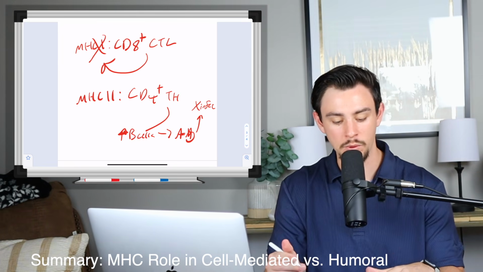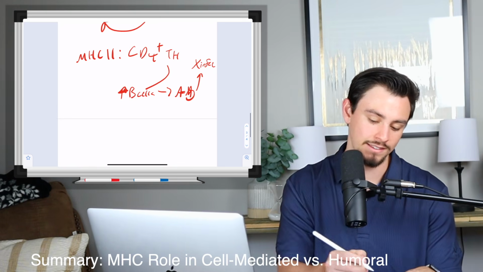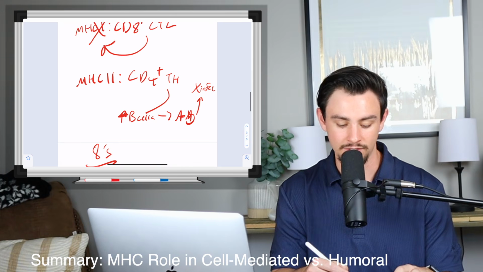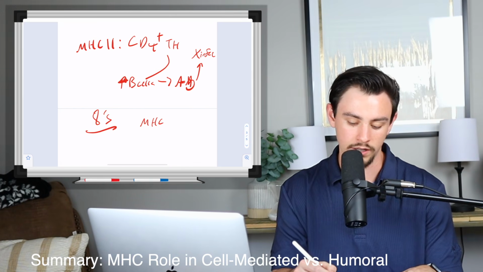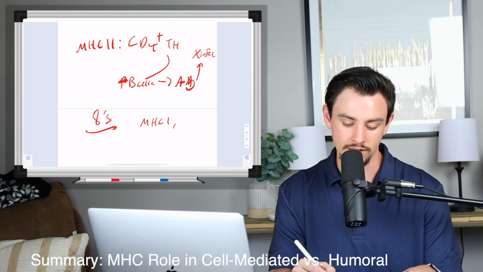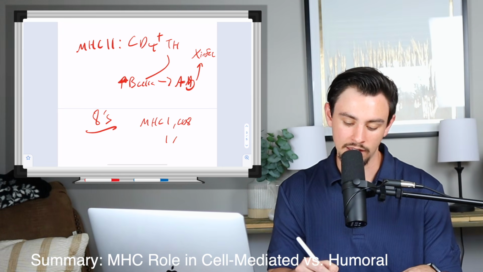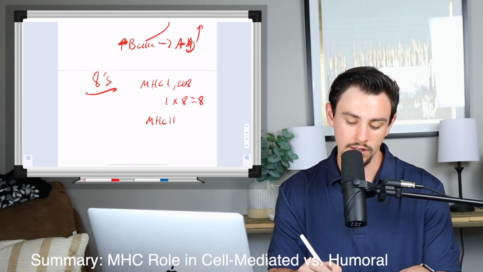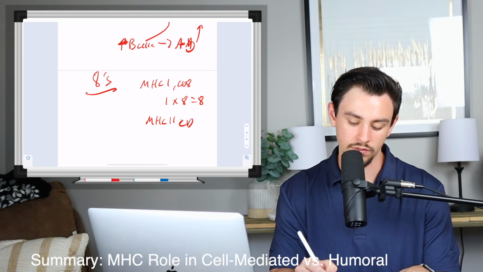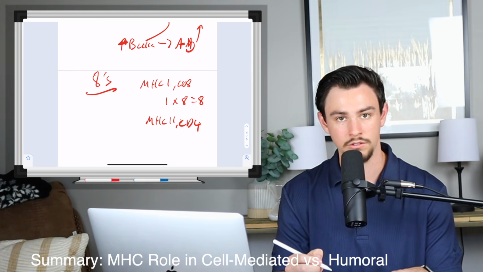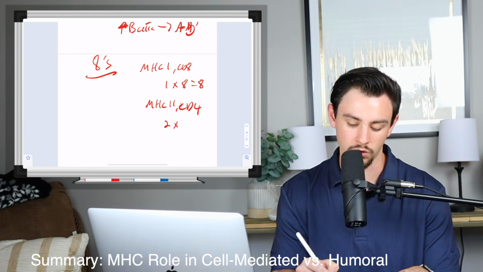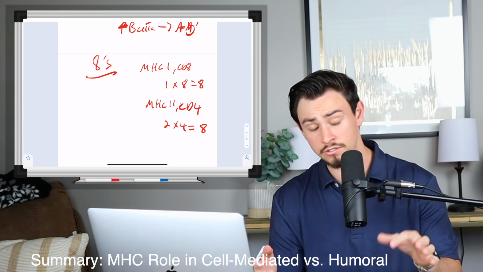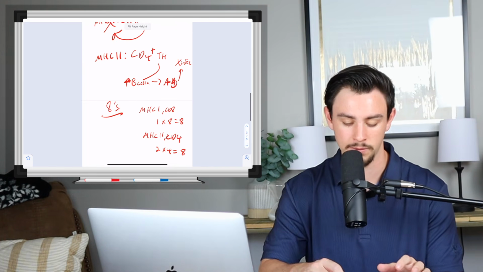Now, a really easy way to remember this is called the rule of eights. The rule of eights means that if I have MHC1, I have CD8. Well, 1 times 8 is equal to 8. If I have MHC2, then I have CD4. That's the one it's supposed to bind to, right? And 2 times 4 is 8. So it's the rule of 8 so that you won't mess it up. I actually think about this every time I get a question on it.